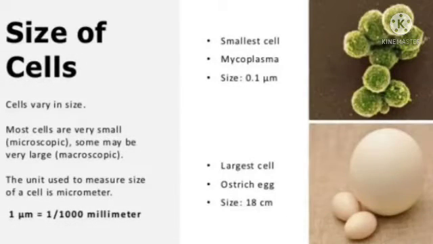Size of cells. Cells vary in size. Most cells are very small, some may be very large. The smallest cell is mycoplasma, size 0.0 μm, and the largest cell is the ostrich egg, size 18 cm.